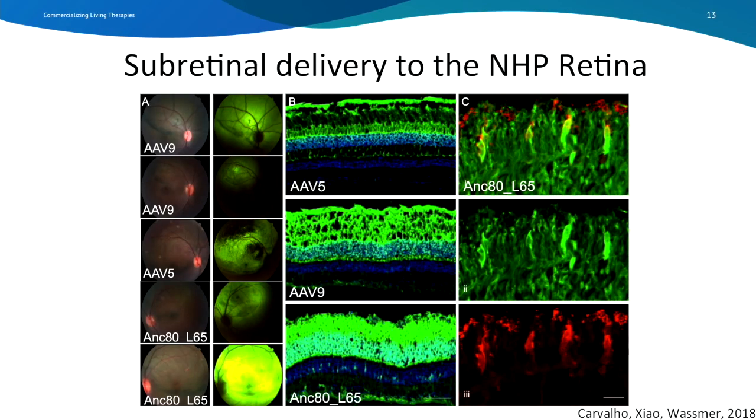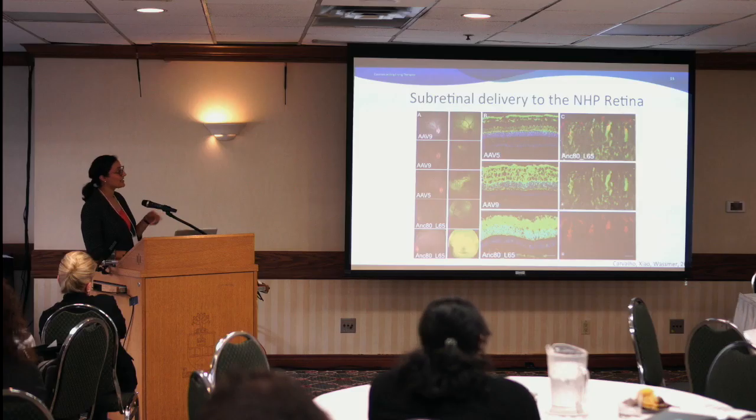So here we're looking at the non-human primate. This is a monkey model. And we injected AAV9, AAV5, and our ANK80. And as you can see, there is variation, and we're not afraid to show that. So at the very bottom, you'll see our ANK80 variant L65, which we found is the most promising candidate in the mouse studies, and that's what we wanted to inject in the monkey.